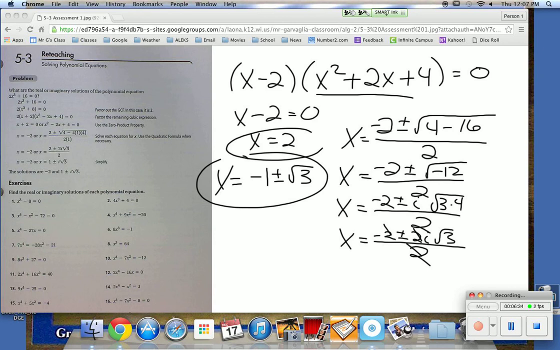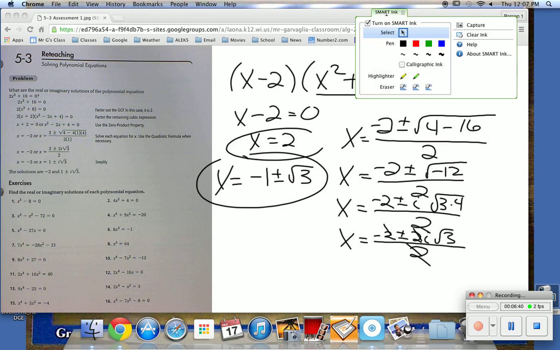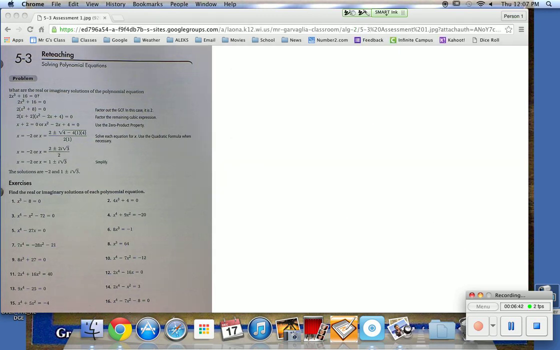All right? See how we did that? Okay. Now that's one way we're going to look at things. We're going to also look at them this way. Let's do number 2. X cubed plus 4 equals 0.